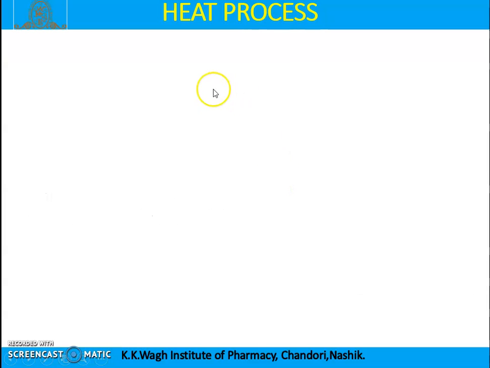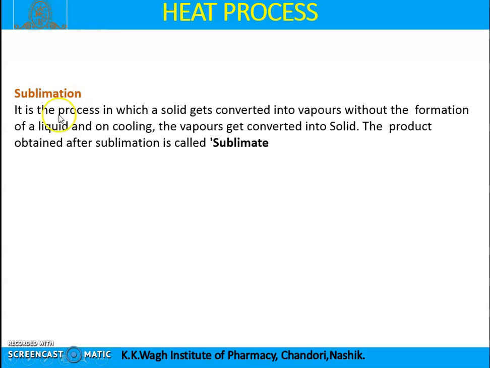The next one is sublimation. Sublimation is the process in which a solid gets converted into vapors without the formation of liquid, and on cooling the vapor gets converted into solid. The product obtained after sublimation is called the sublimate.